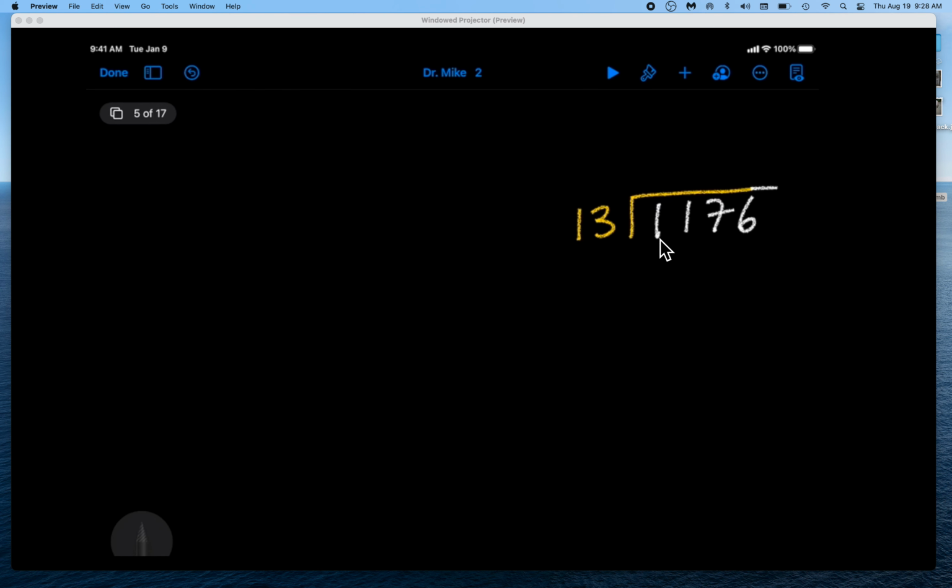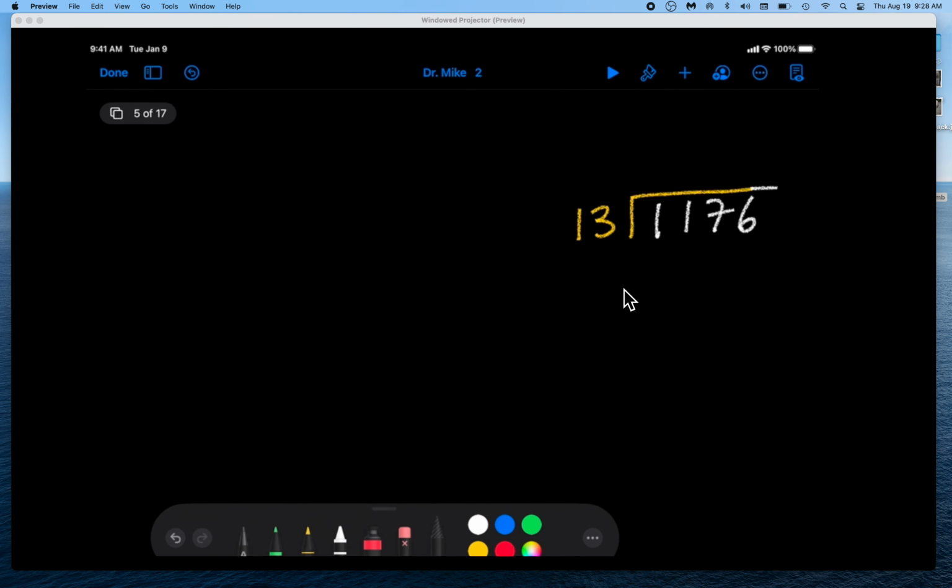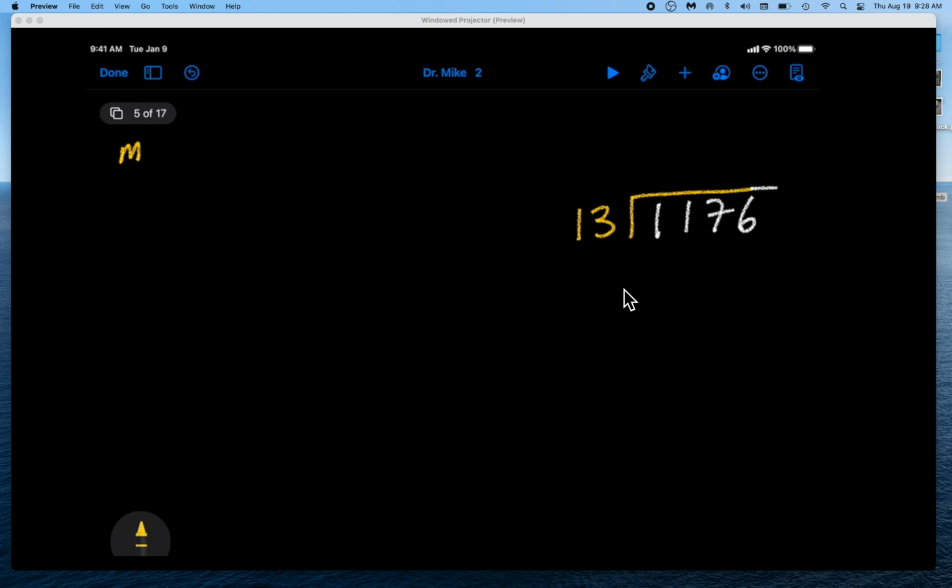How many 13s go into 1? Can't do it. How many 13s go into 11? Can't do it. How many times does 13 go into 117? Who knows? Nobody that I know knows that off the top of their head. So what do we need to do, folks? We need to build a table of multiples of 13. Once we get our table, we can handle anything that division problem is going to throw at us.